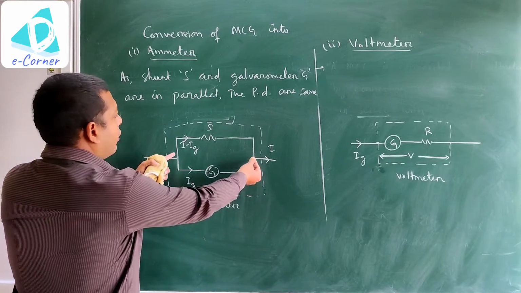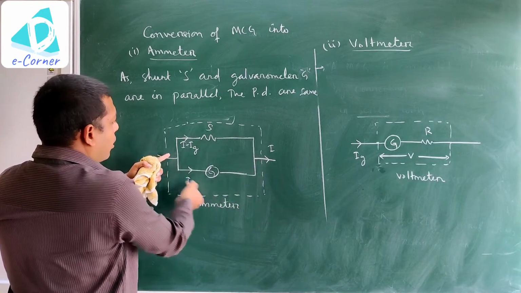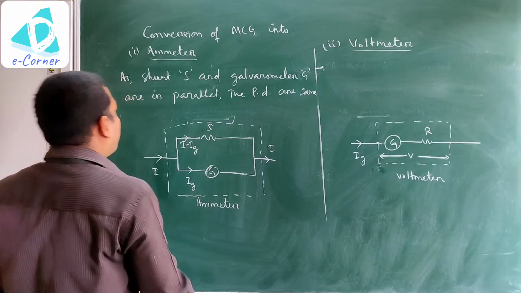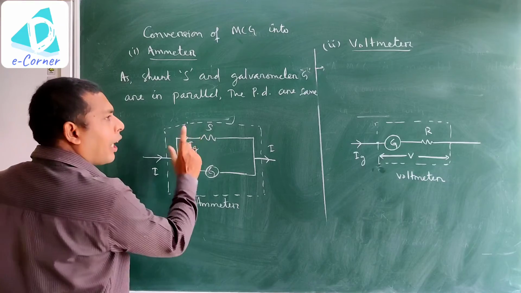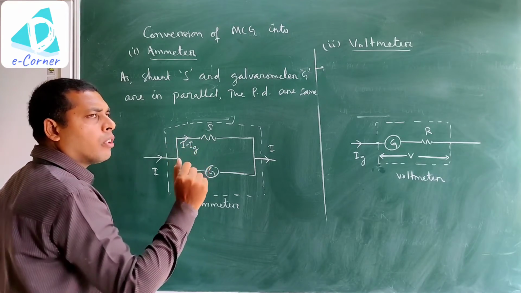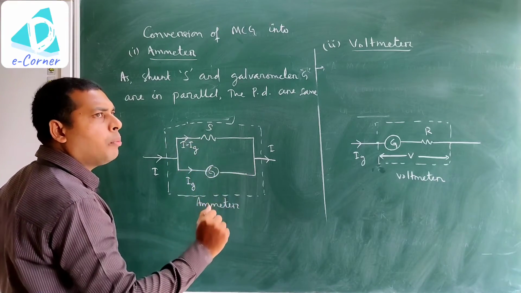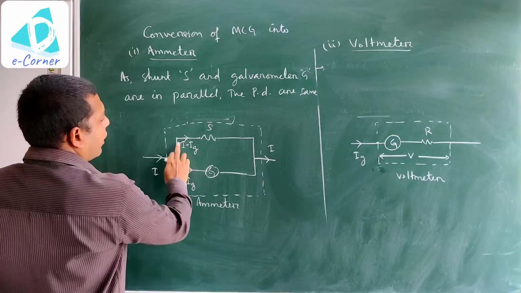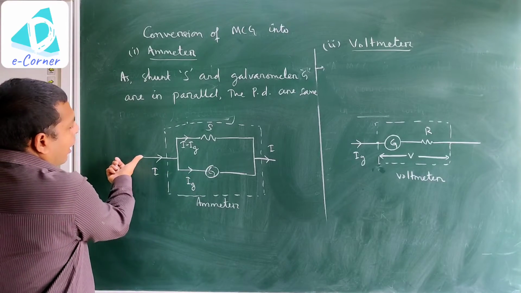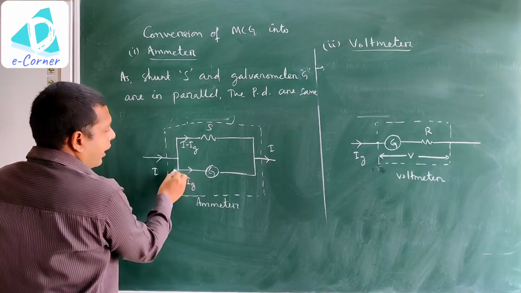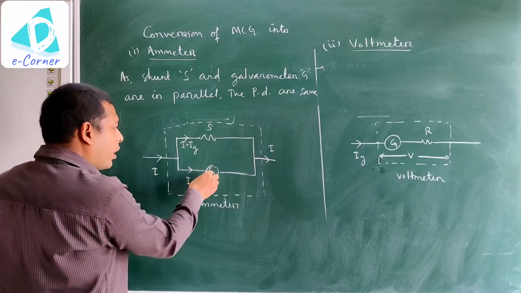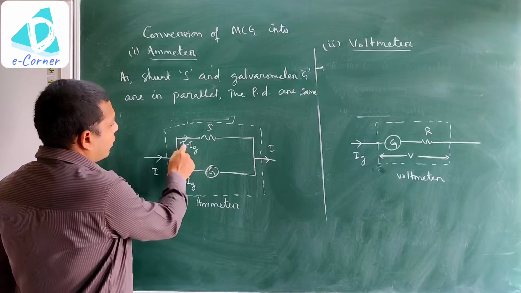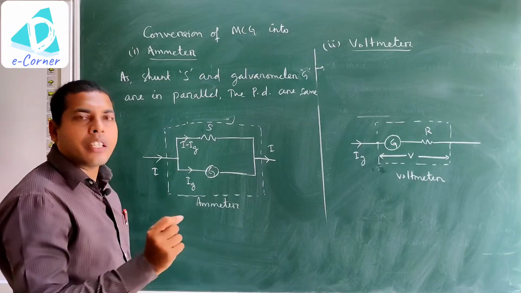So the potential across this shunt must be equal to the potential across this galvanometer. So we will write V is equal to I into R. Here R is S, the shunt, and the current is I minus Ig, as I is flowing into this junction and Ig is coming out of this junction. So how much current will flow in this shunt? That is I minus Ig, as per KCL.